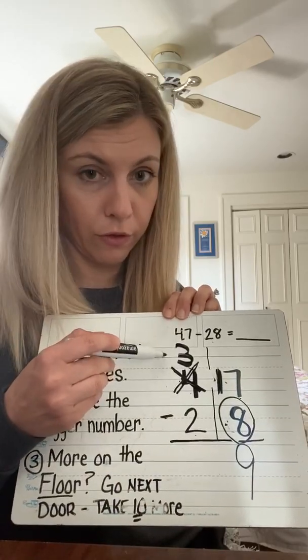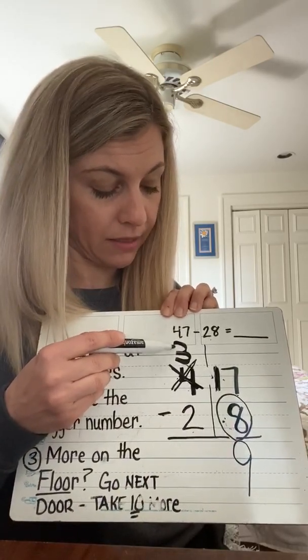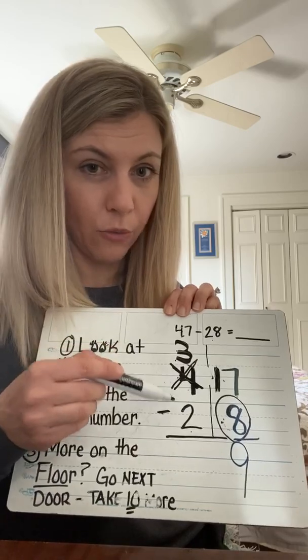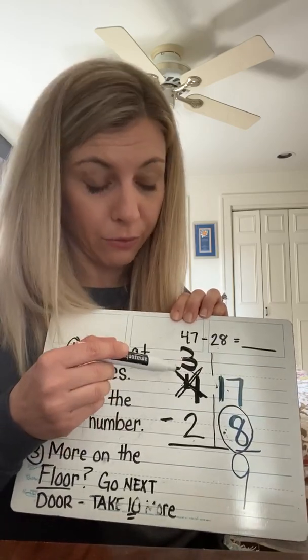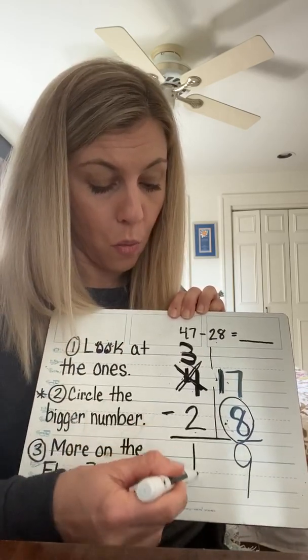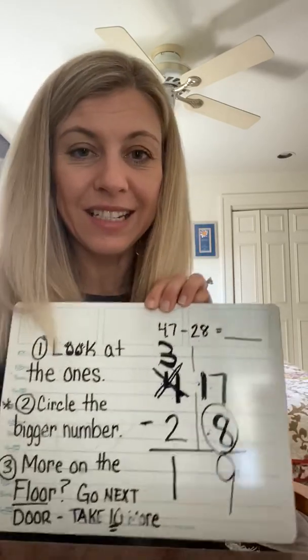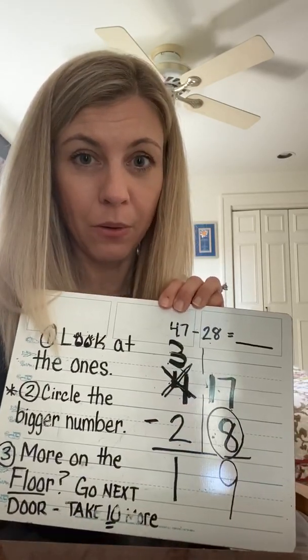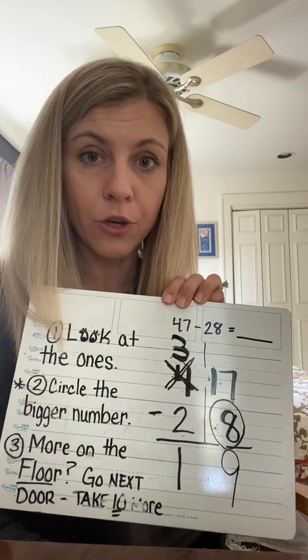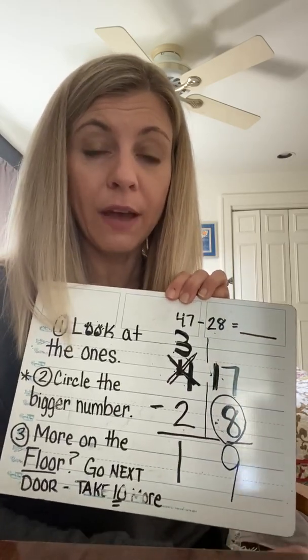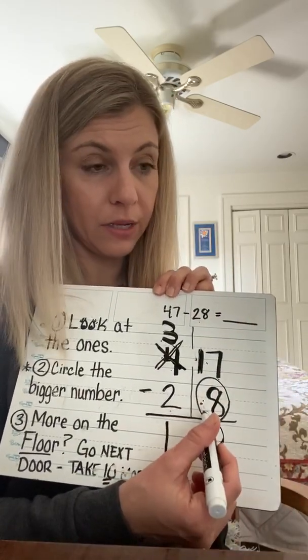And then I can move over to my 10s. 3 take away 2. We should all know that. 3 take away 2 is 1. And my answer is 19 for this one. Okay, so that's how you subtract when you have to borrow, when the bigger number is on the floor.